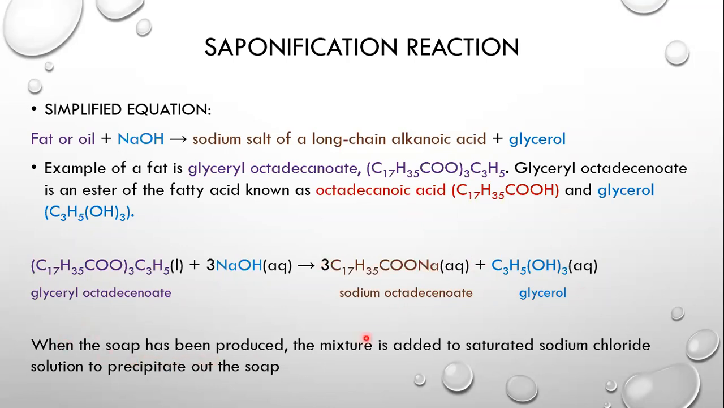When the soap has been produced, which is the sodium octadecanoate, the mixture is added to saturated sodium chloride solution to precipitate out the soap. So they put it in a concentrated salt solution to produce the soap, right? All right, so that's basically it for soap production.